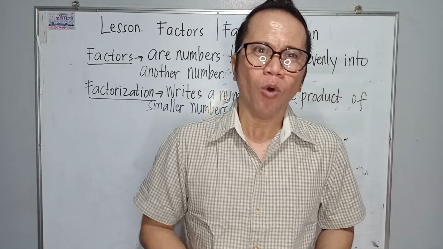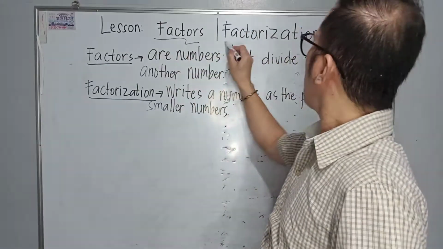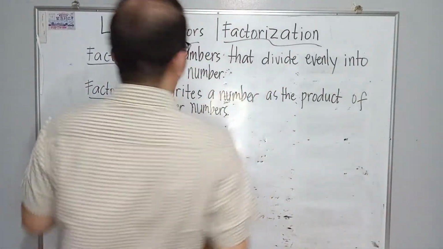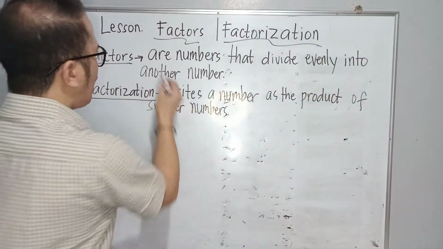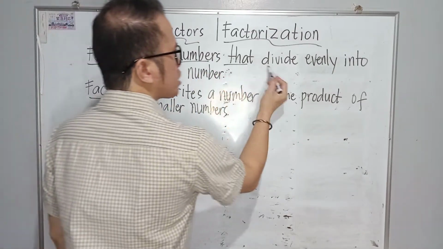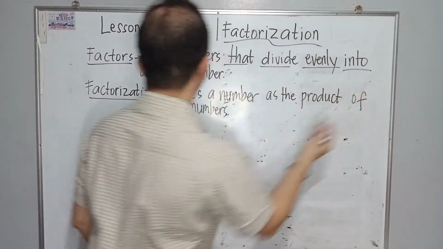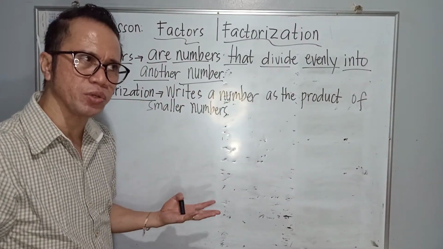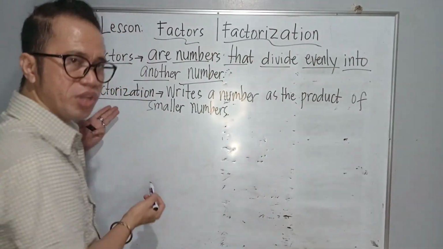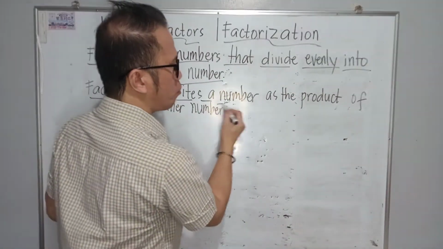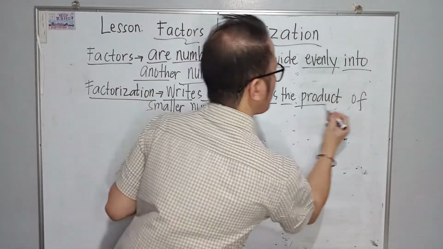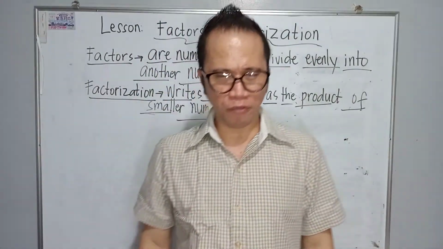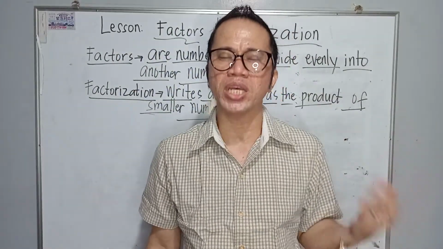The question is, what are factors and factorization? We're going to differentiate between the two. Factors are numbers that divide evenly into another number. That is factors. Whereas factorization writes a number as the product of smaller numbers. And I will give you an example of factors and factorization.